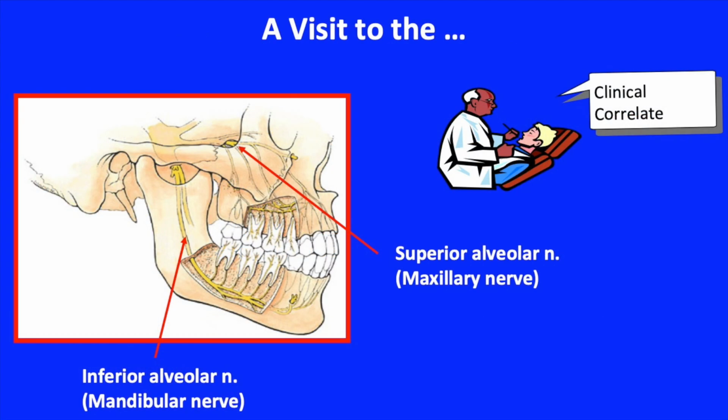Which brings me to the dentist's office. As you can imagine, these visits can be painful because of the two nerves that we discussed earlier that are branches of the trigeminal nerve: the superior alveolar nerves, a branch of the maxillary division, and the inferior alveolar nerve, a branch of the mandibular nerve. The question then becomes how to anesthetize these nerves.